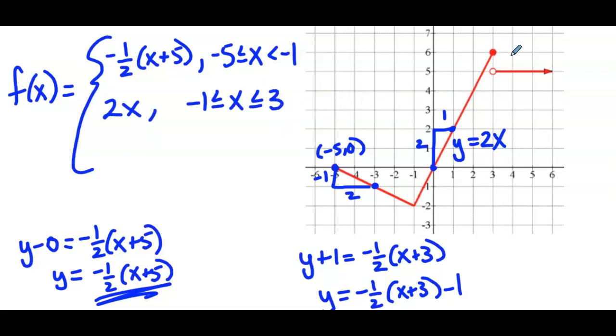And then one more piece. This piece of the equation, that's just a horizontal line. That would be the equation y equals 5. So we put in just 5, right? We don't include the y equals. And that starts at 3 and continues infinitely, open point at 3, so the restricted domain of that piece is x is greater than 3.